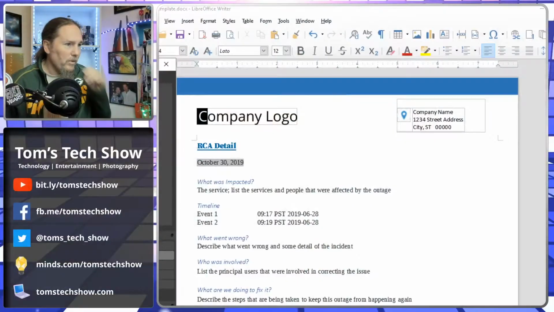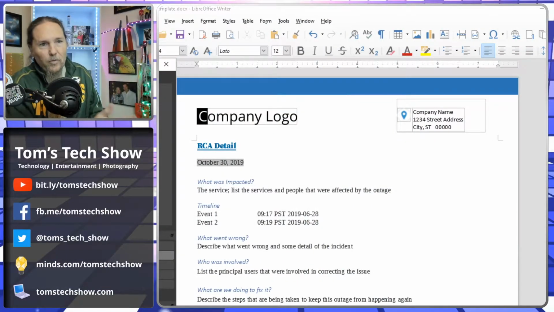Some places will call it an RFO, which is a reason for outage. Other places will call it an RCA, which is a root cause analysis. Find out what happened. They're both kind of the same. They both break down some things. So I have a sample form here that I use, so let's go over this really quick.